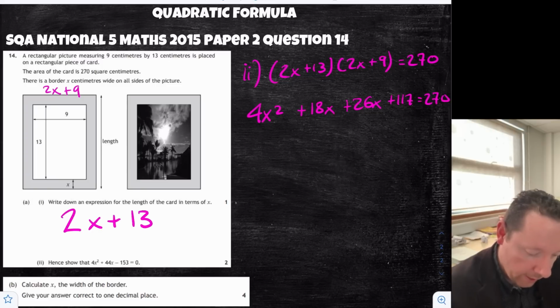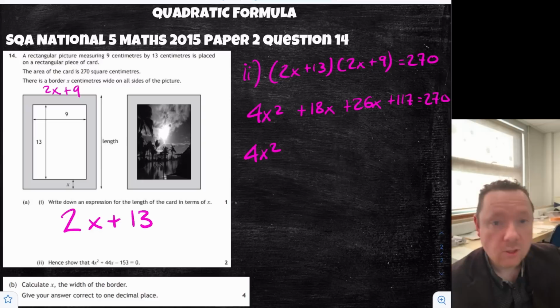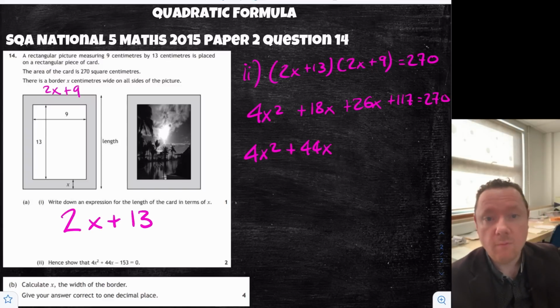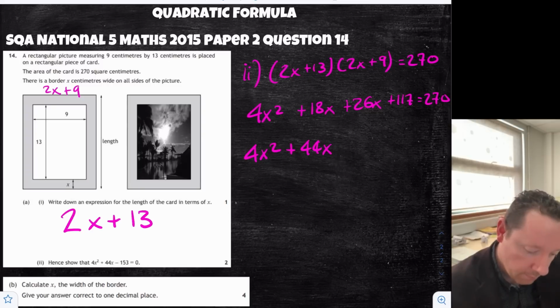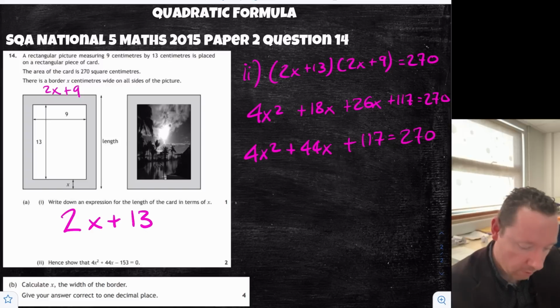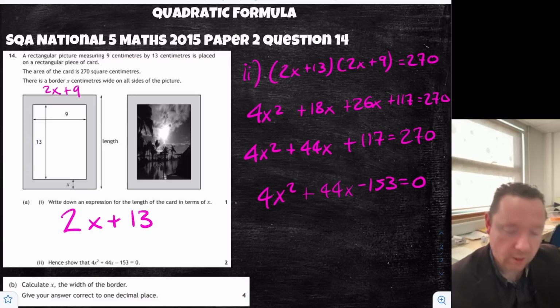So collecting our like terms, we get 4x squared. 26x plus 18x is 44x. And then we've got plus 117, but that equals 270. So taking the 270 over to the other side, take away 270 both sides, 117 minus 270 is minus 153, but you can use a calculator for that. So you get 4x squared plus 44x minus 153 equals 0, which is what it asked us to do.